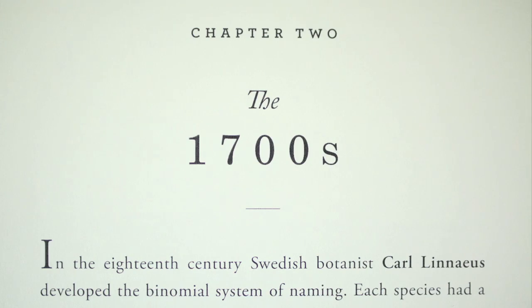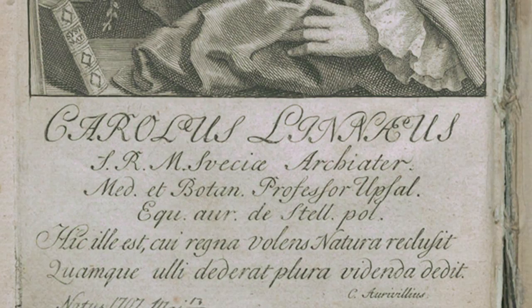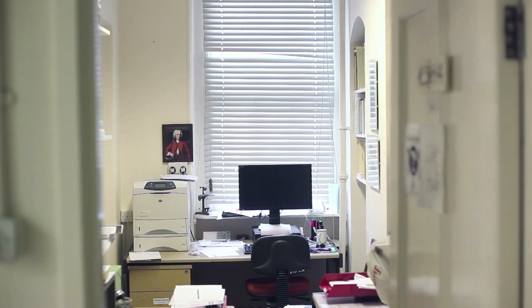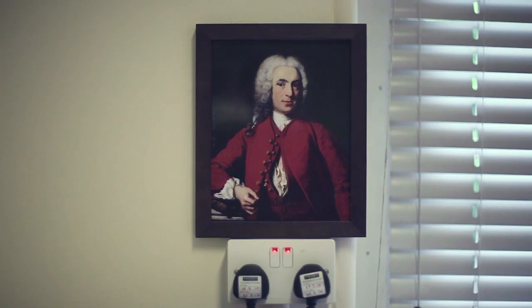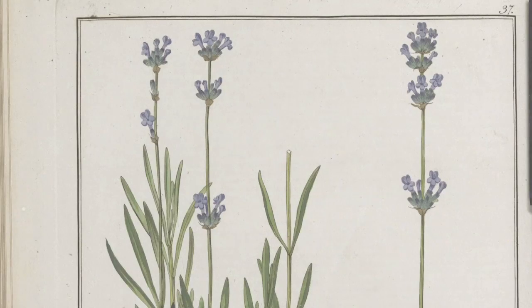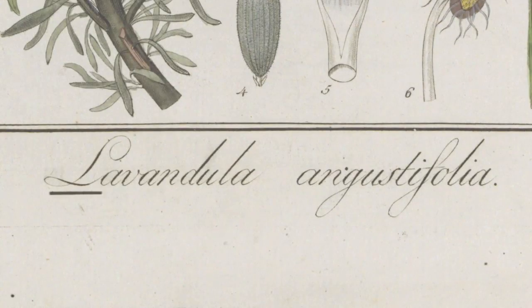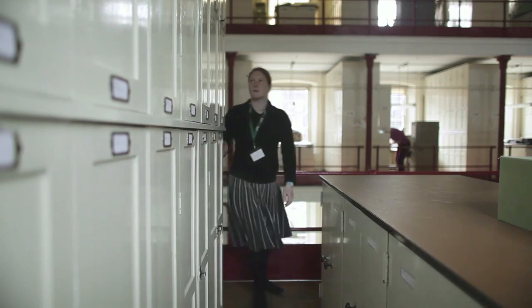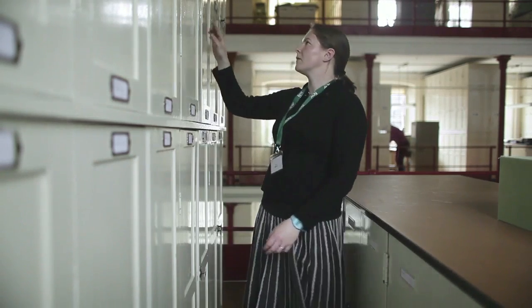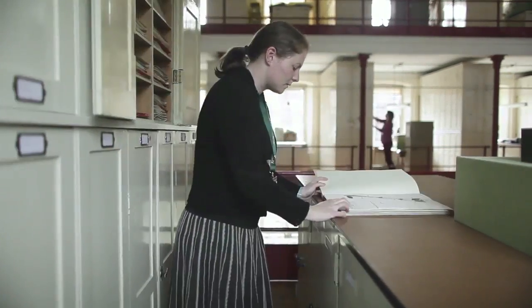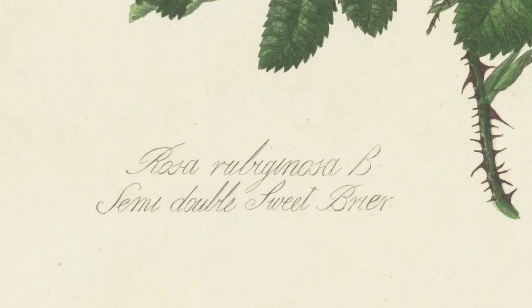In the 18th century, Swedish botanist Carl Linnaeus developed the binomial system of naming. So each species had a two-parted name. A larger category, which we now call genus, and one that referred to the species. And that was really a breakthrough because it allowed people very quickly and accurately to tell each other which species they were talking about.